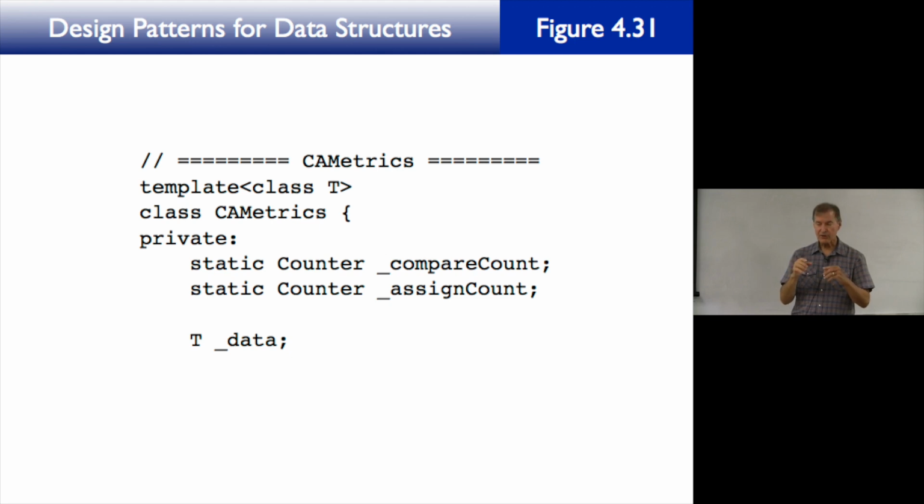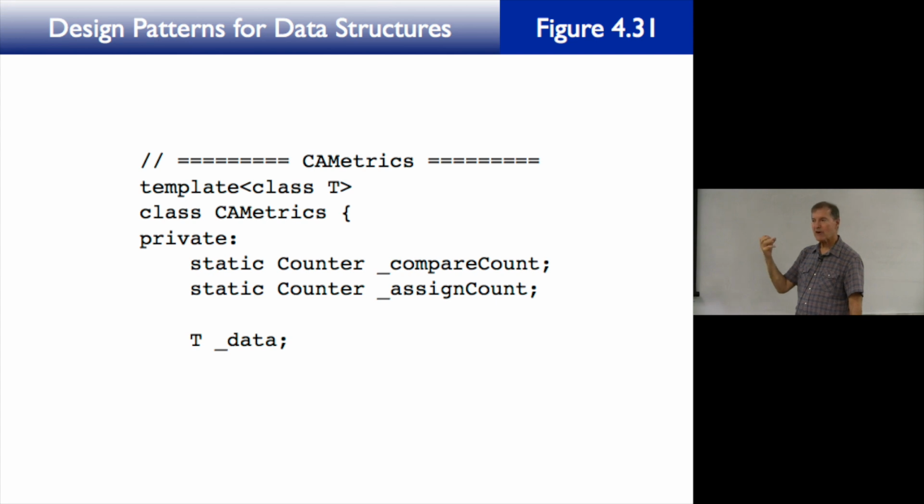Each time we compare 2 different CA metric objects, we don't want 1 counter to go up and then another counter go up. We need to increment the same counter. There has to be 1 counter for the whole class. So everybody see that. This is a crucial idea in C++. It means 1 per class instead of 1 per object. And you see why we need to do it that way here. Okay? And then we have underscore data, which is type T.